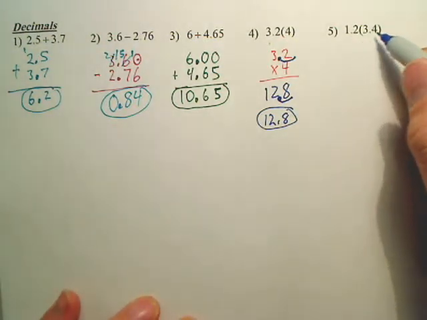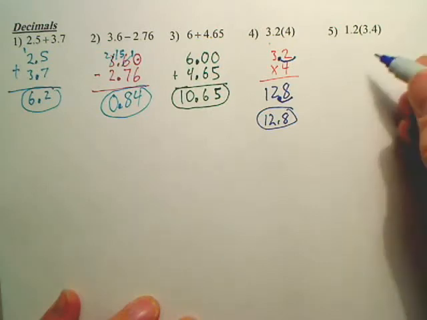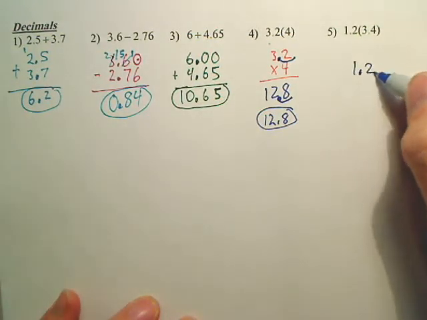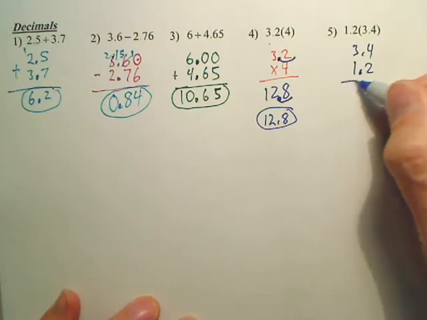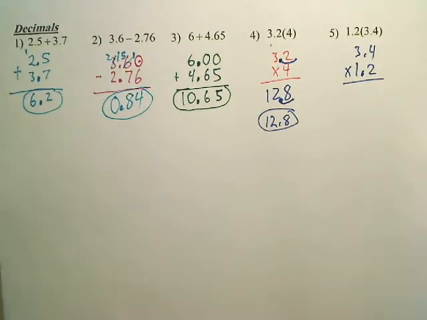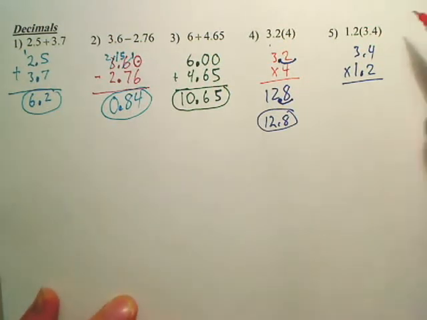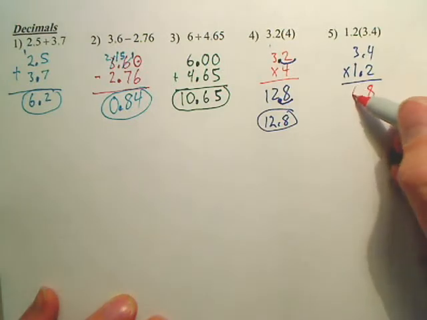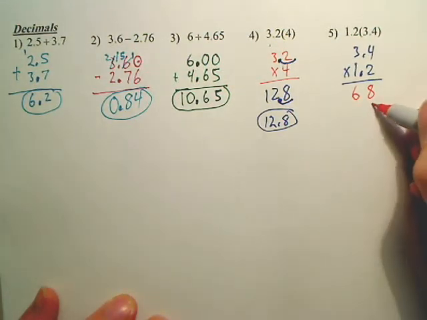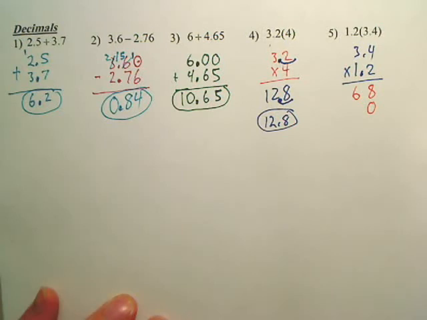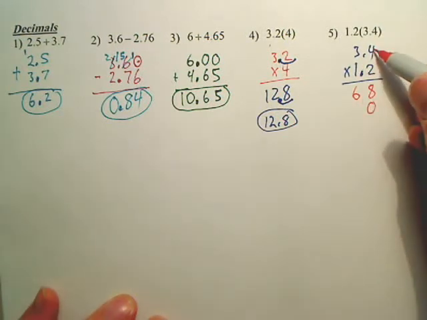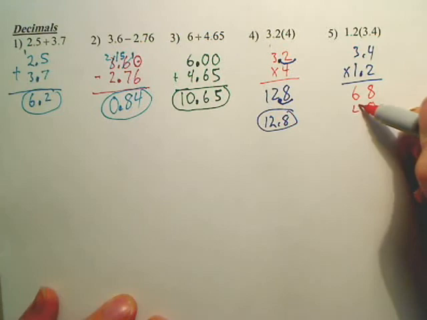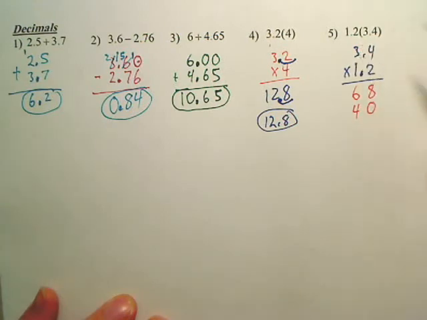The last one, which of these numbers is smaller? Probably put that on the bottom. I'll put the 1.2 on the bottom, 3.4 on top. We're going to multiply it. Again, ignore the decimals to start with. What's 2 times 4? 2 times 3? 6. Now, do you guys remember you put a 0 or a placeholder there? 1 times 4 is? 1 times 3 is?